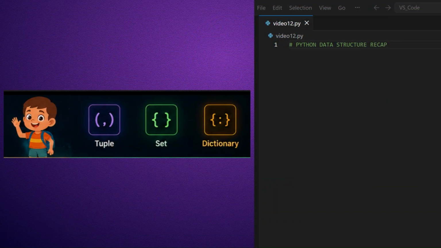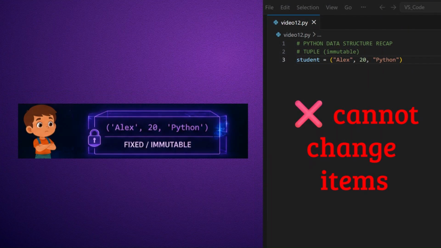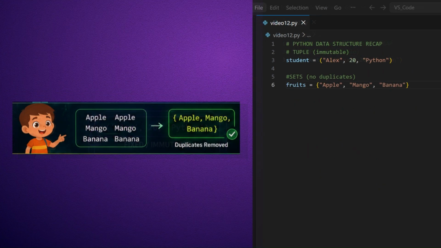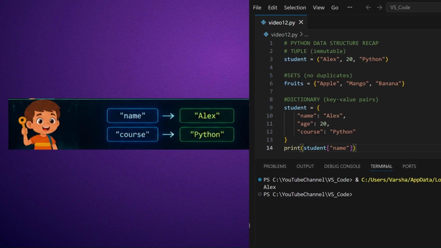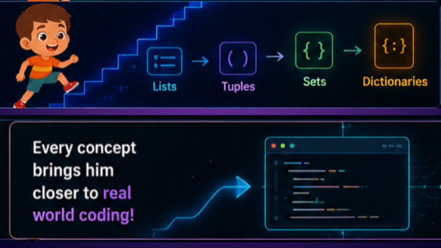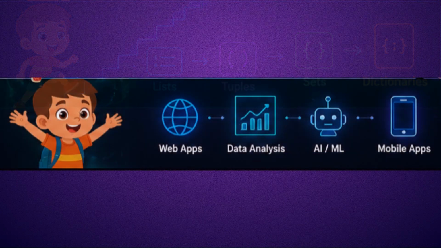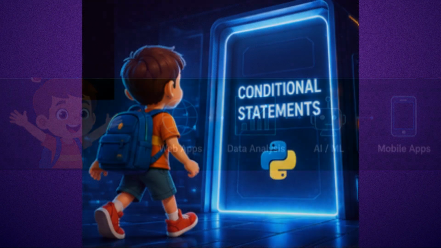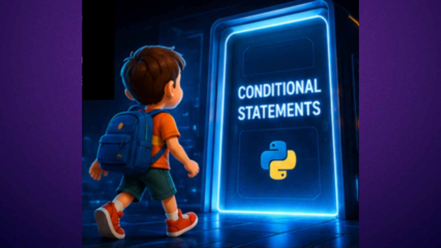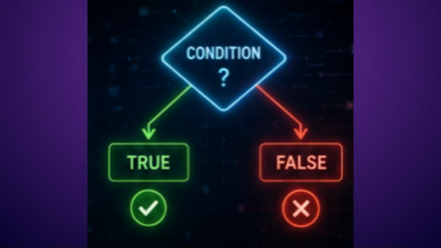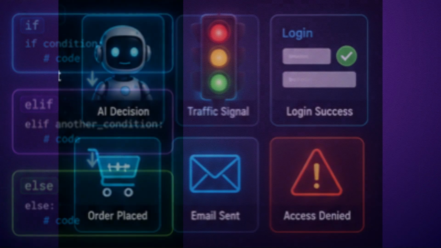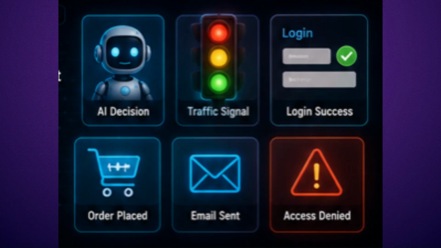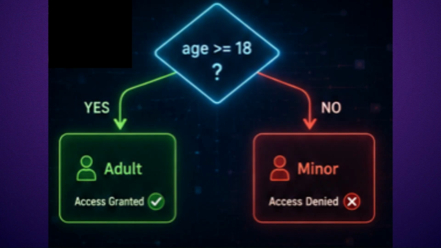Let's summarize today's session. Today, we learned tuples protect fixed data, sets remove the duplicates, and dictionaries organize the data with keys. This knowledge takes Alex one step closer to real world Python programming. In the next video, Alex will start working with conditional statements. We will learn if, elif, and else. That is where programs start making real decisions.